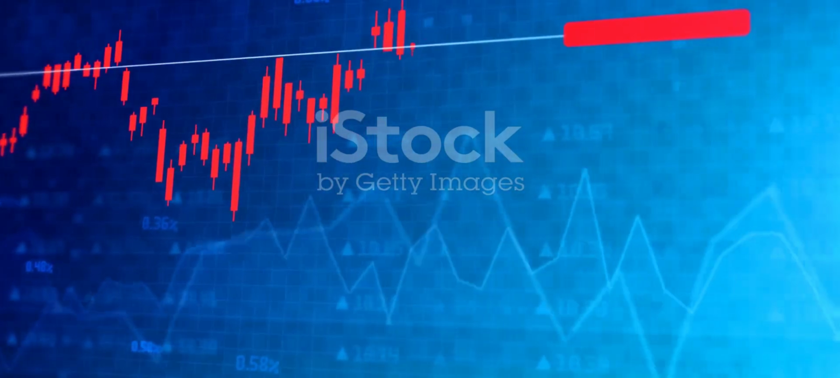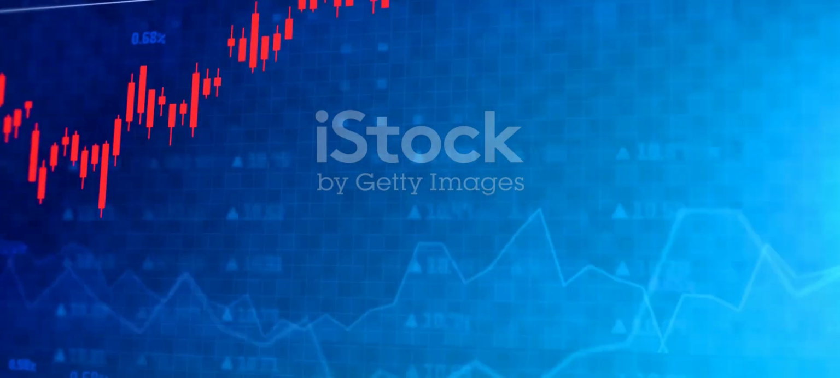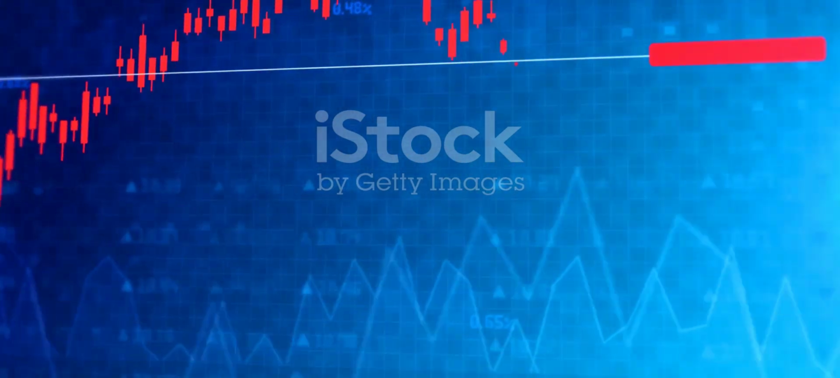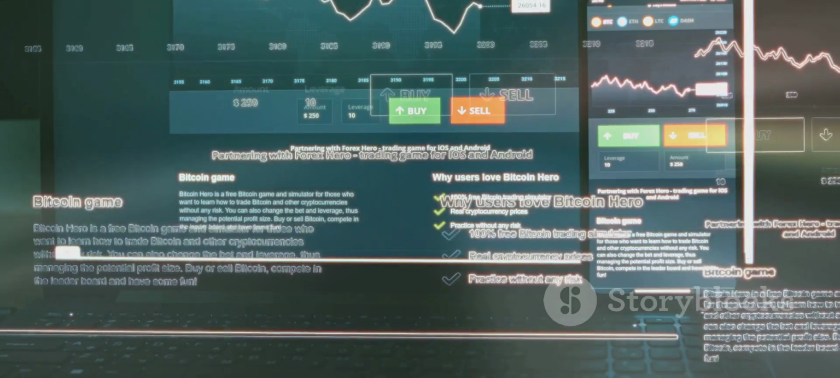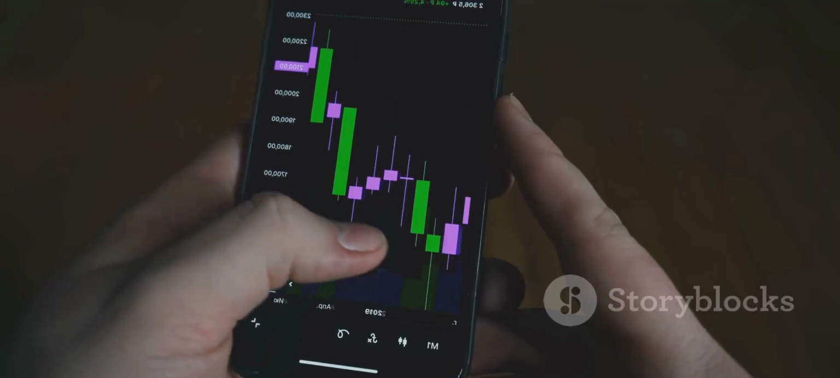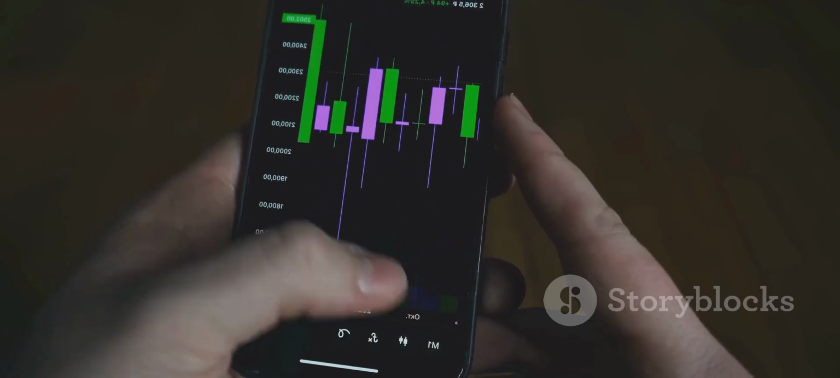Next, confirm the trend. Look for higher highs and higher lows in an uptrend or lower highs and lower lows in a downtrend. Then, enter the trade. If the trend is up, buy a call option when the price dips slightly. If the trend is down, buy a put option when the price rises slightly.